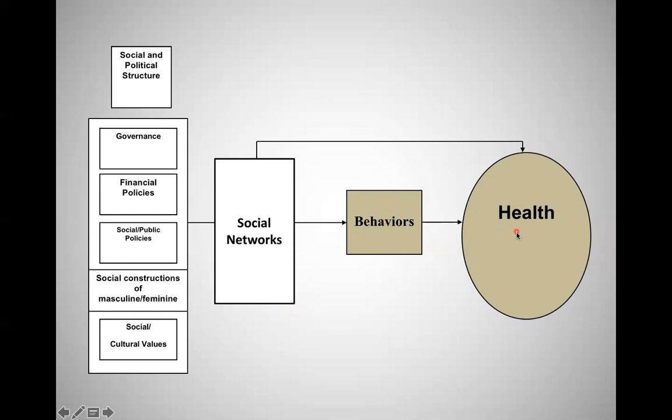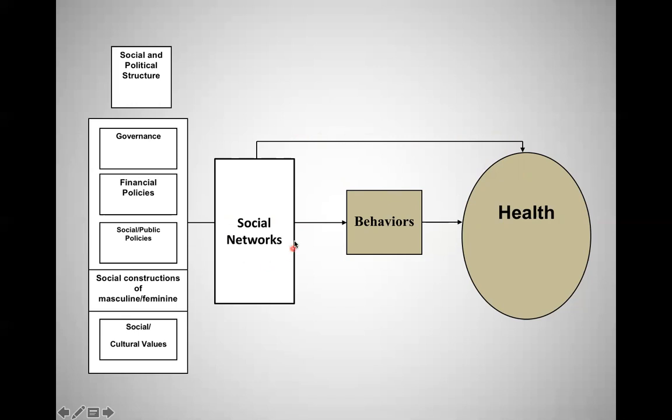their health outcomes. Again, similar to social structural conditions, social networks operate directly on health through a direct pathway, whereby, for example, people can get emotional support, instrumental support, even financial support through the social networks that they are embedded in. And those can have a direct impact on health.